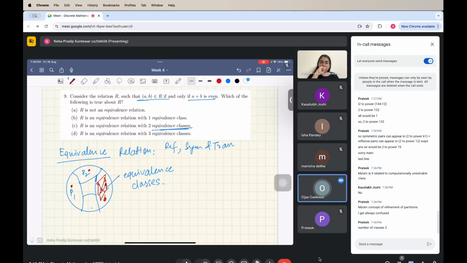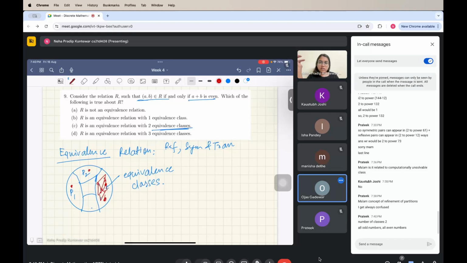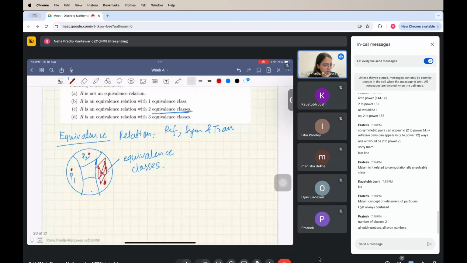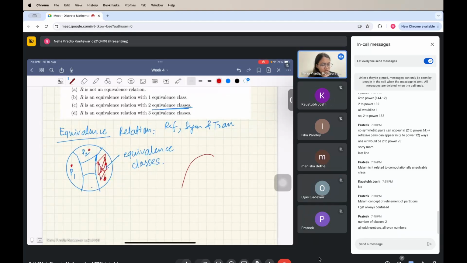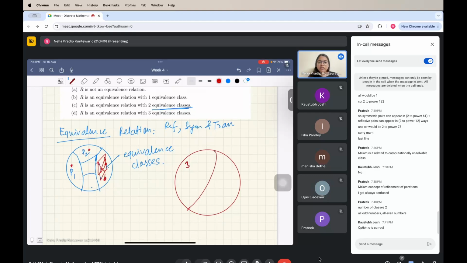Ma'am, I think it would be option D. Option D, which is 3. No, Pratik, option C. Okay, good. Pratik and Ojas, both of you are right. The option is C. Let's say you put the number 1 in one class, then 2 is not related to it. Kaustubh, you are also right. 2 is not related to it because 1 plus 2 is not even, but 3 is related, so you put 3 here.